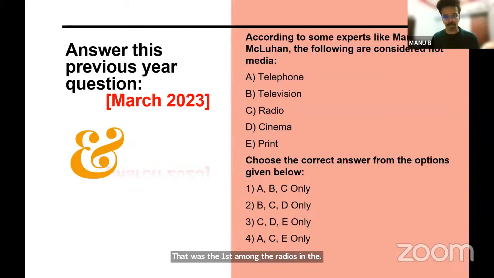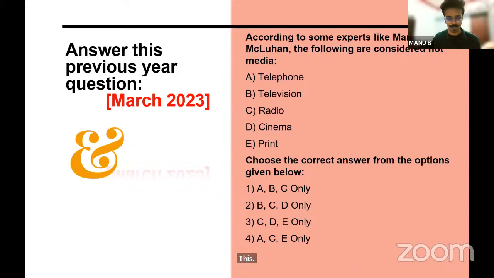Now, in March 2023, again a question was asked from this area. According to Marshall McLuhan, the following are not considered hot media. Hot media and cold media, such kinds of things were there. We will explain that. Which are they? Telephone, television, radio, cinema, print. Last year also, while preparing for the exams, we came across this question. If anybody remembers, please let me know. If many of my previous students are here, you might remember I included this question last time also, because hot media was a hot topic at that time. We were all discussing what hot media means.